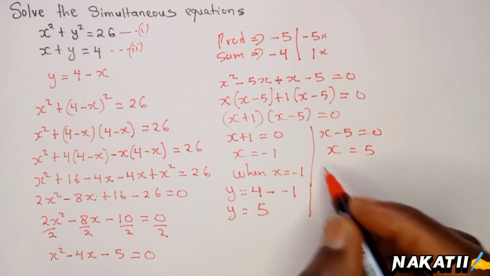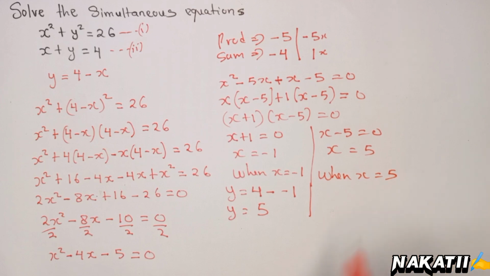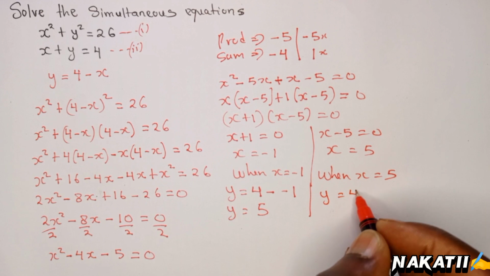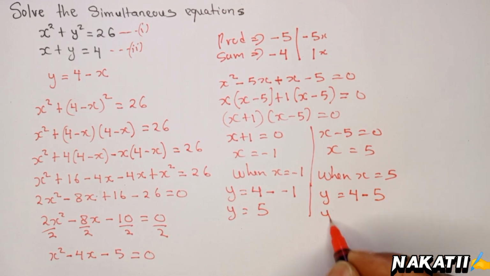Let's go here. When x is 5, what will be the value of y? We substitute here again. y will be equals to 4 minus x, which is 5, and therefore our y will be equals to negative 1.